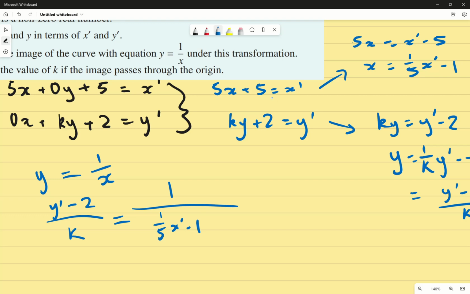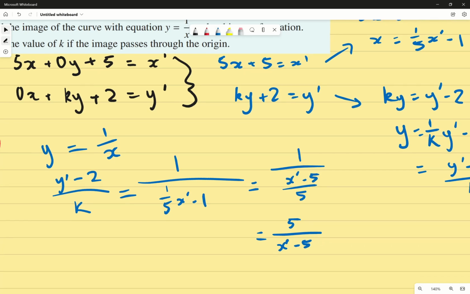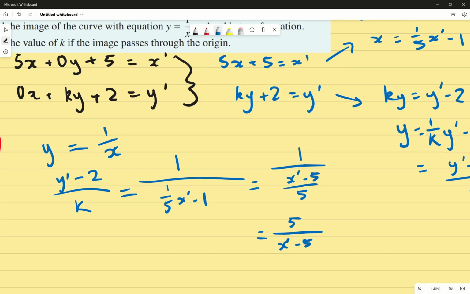Would you agree that this is the same as 1 over x dash minus 5 over 5? Same thing? Yeah. Okay, great. With that in mind, I'm going to flip that. I'm going to work with the division. I'm skipping a couple of steps, by the way, but this will end up with 5 over x dash minus 5. Are we still okay with that? Great. I'm just going to rewrite this part over here. y dash minus 2 over k.